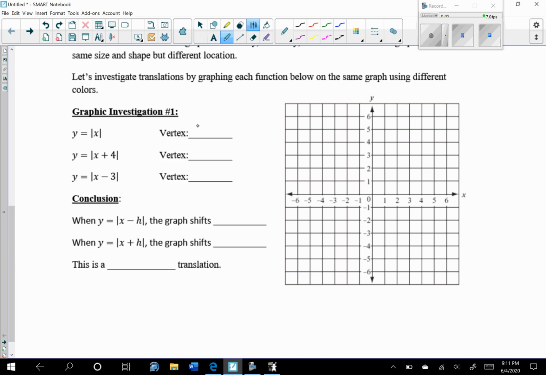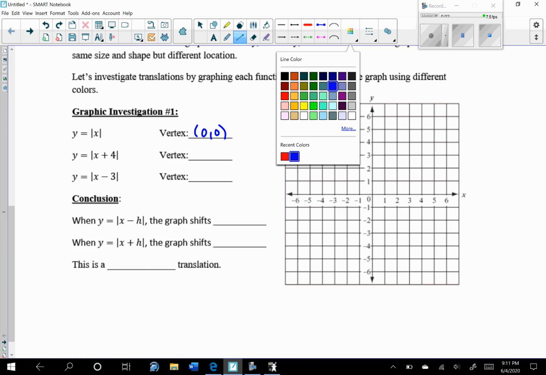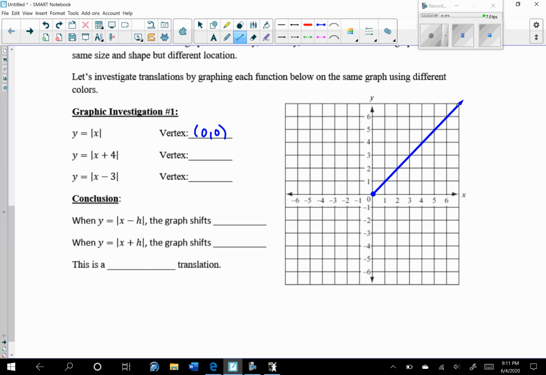So for the first one, we just did that. That is our parent graph. So we can go ahead and graph that. So we have our parent graph. And then we're going to go ahead and look at the next one. So if it helps you to make a table, you can. So for the next one, if I were to plug in 0, 0 plus 4 would give me 4, and the absolute value of 4 is 4. So we have the point 0, 4.